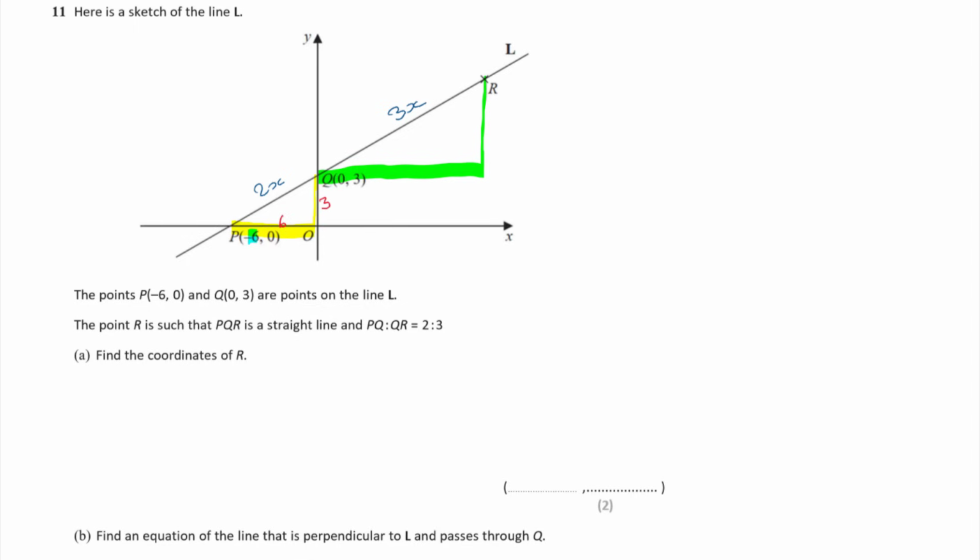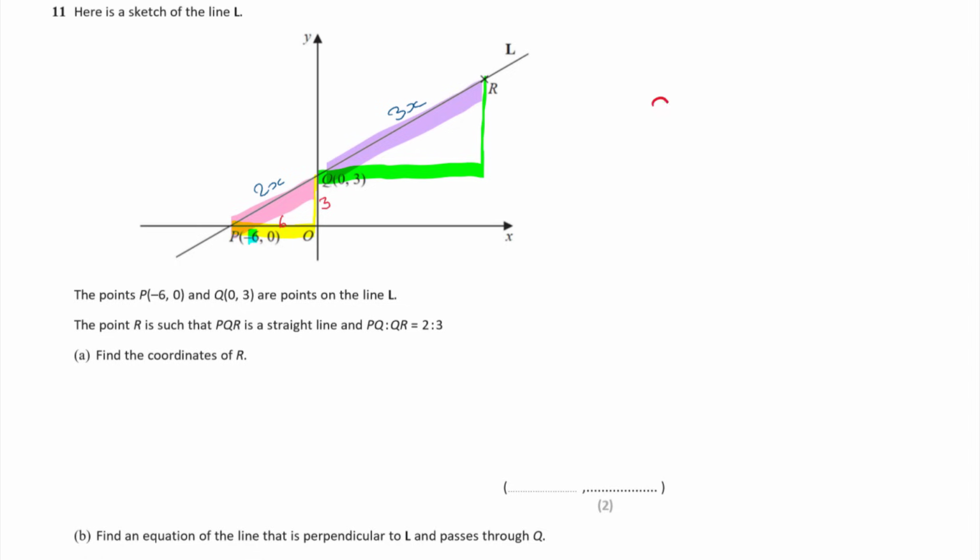Okay? Now, the ratio of this to this, we were told, was in the ratio of 2 to 3. So if we take those distances and we divide them by 2 and we times them by 3, we should get the corresponding distances for the next bit from Q up to R. So if I take 6 and I divide it by 2, I'm going to get 3. And if I times it by 3, I'm going to get 9.